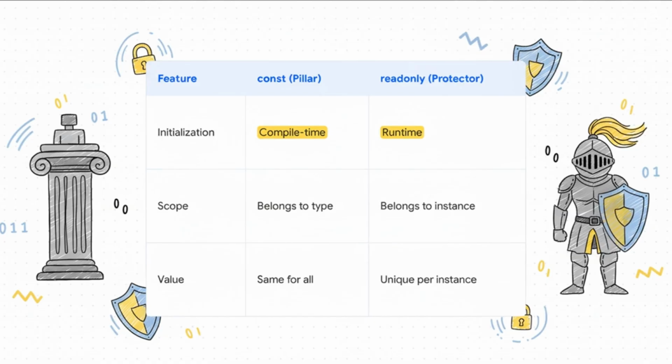Because const is set so early, it's inherently static. It belongs to the class itself, not to any one object. Readonly, on the other hand, is instance-based. It belongs to a specific object. So what does that mean? It means every part of your code shares the exact same value for pi, but every single security guard object can have its own unique badge number.